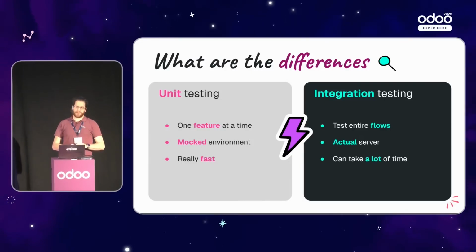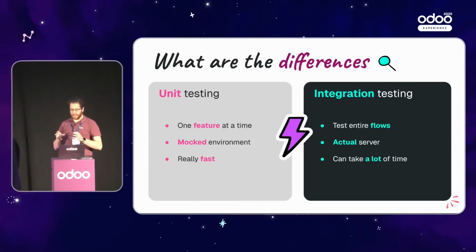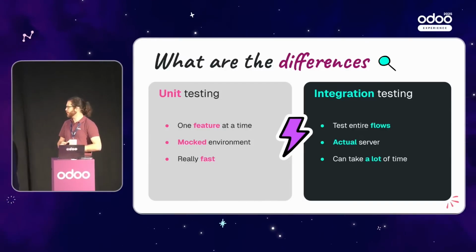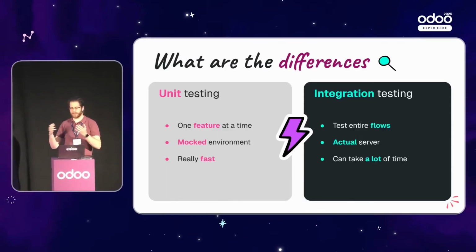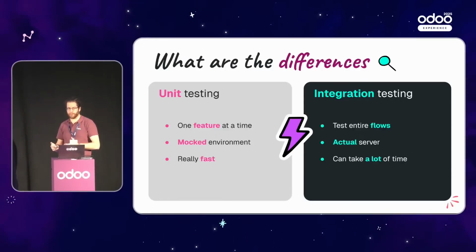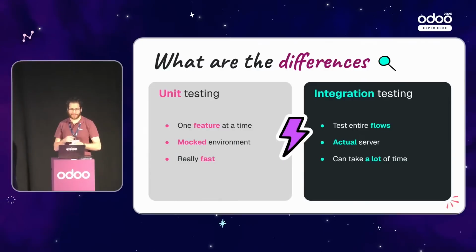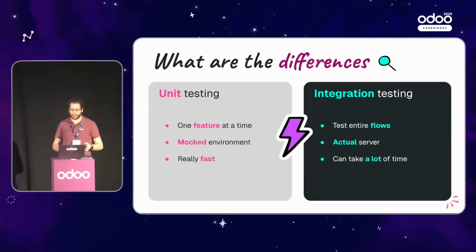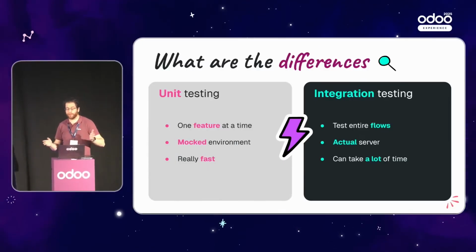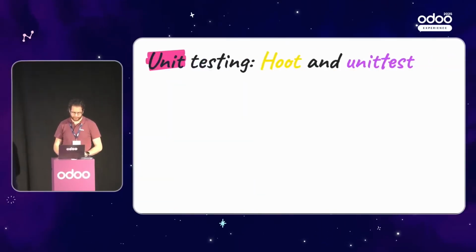The downside of integration testing with tours is that they can be much slower than unit tests because you spawn much more things and you use actual server requests. Round trips take time, so it's longer. We're talking about a few seconds to a few minutes in some cases.